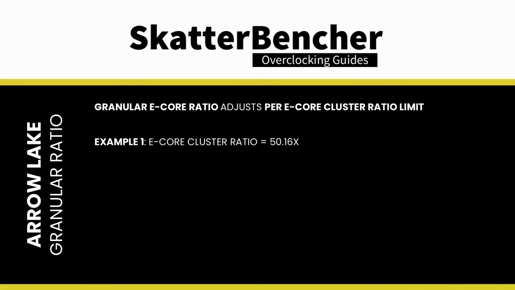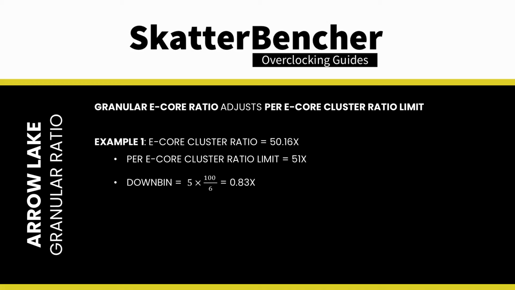For example, if you set a granular ratio of 50.16x, in that case, the per-core ratio limit is set at 51x and then downbinned by 5 steps of 16.67 MHz, which is 100 MHz divided by 6. That is important to keep in mind in case you're also running other ratio configuration technologies.